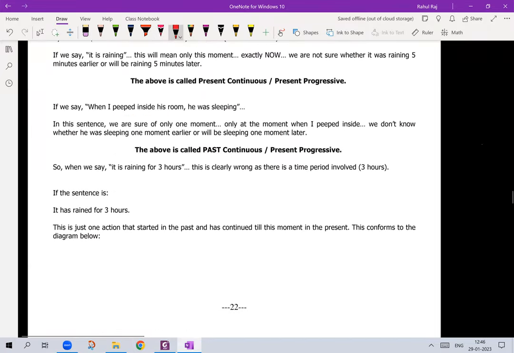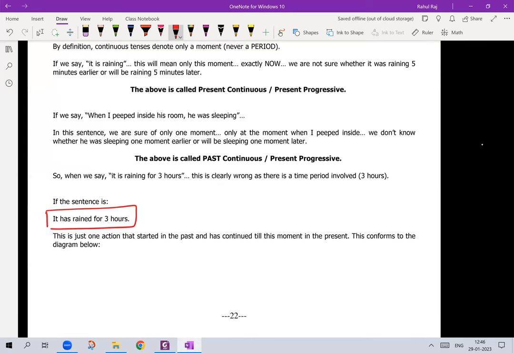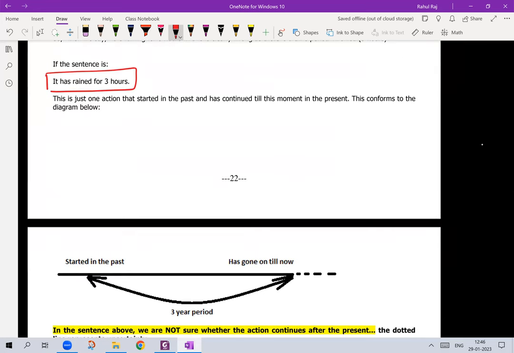Now, when you say it has rained for 3 hours, what does this mean? That from the last 3 hours till now it is raining. So has and have bring actions to the present. Always remember. And this is called present perfect.